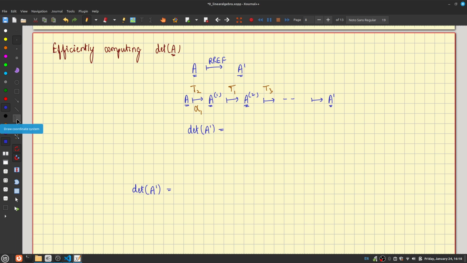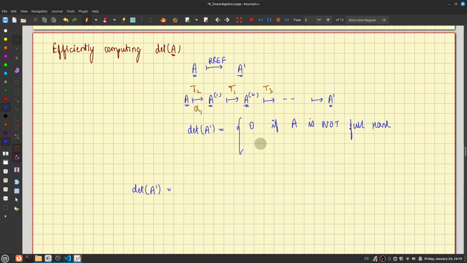1 or 0. So if it's a full rank matrix, the determinant is going to be equal to 1 because all of the diagonal entries are going to be non-zero. And if it is not full rank, then I'll end up with a diagonal matrix where some of the entries are 0 and therefore the determinant is equal to 0. So the only possible values that the determinant of A prime can take is 0 if A is not full rank, and it's going to be equal to 1 otherwise.